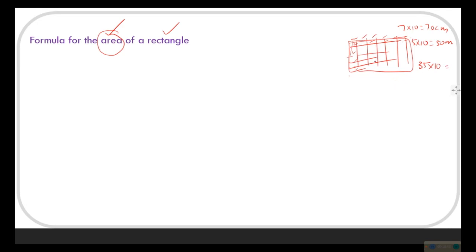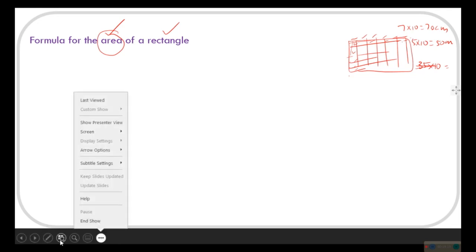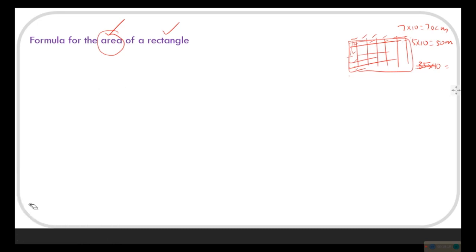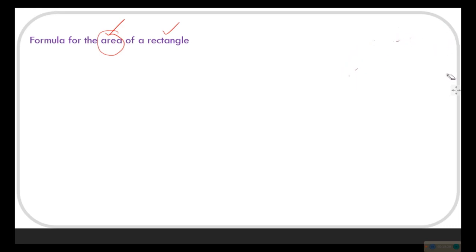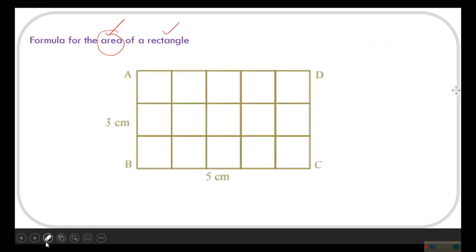Understood? But I have to develop a formula for that. Then only I can give a clear-cut idea of how to calculate the area of the given system. This space is required for me for further explanation, I think. Anyway, what I am trying to say is that we will develop a formula to find out the area of a rectangle. Okay, let me go ahead.